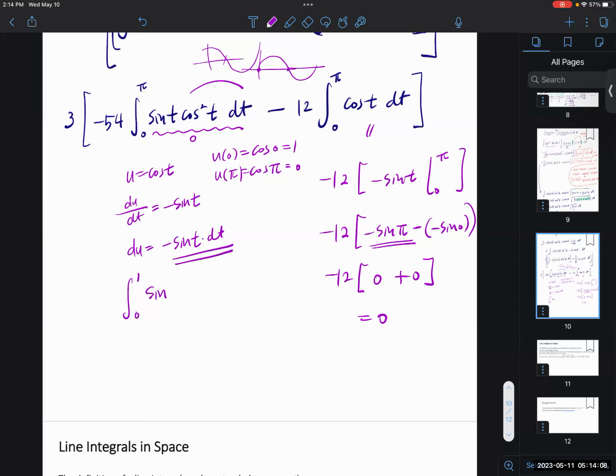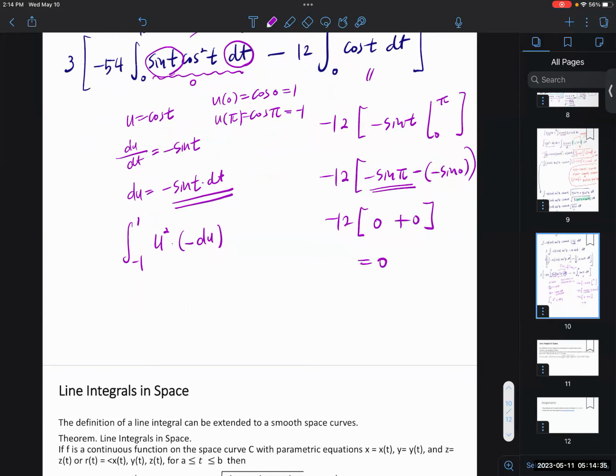Actually, sine t times dt. Cosine pi is negative 1. Negative 1, thank you. So cosine t squared is u squared. Yeah, that's going to be better. u to the second power, and then we do have negative du, because sine t times dt is negative du. I like this way. So u to the third over 3, from negative 1. Thank you. So this is better.